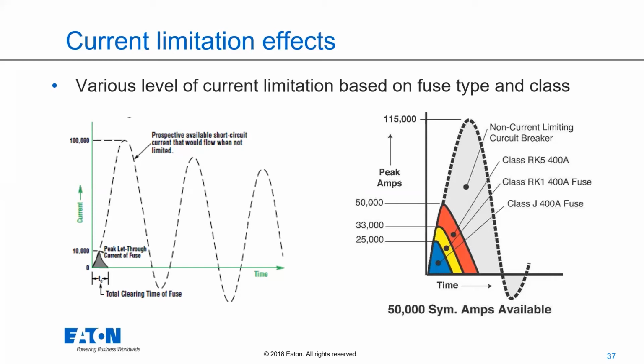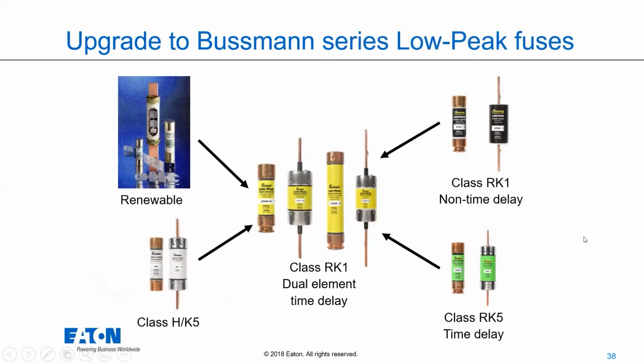Current limiting fuses, by definition, have to open in a quarter of a cycle or less. So they'll always be faster and always be more current limiting, just as a result of how they operate. So, like I said, sometimes the easiest way to achieve lower arc flash incident energy levels is to take whatever fuses that you have and upgrade them to a class RK1 dual element time delay fuse, a Bussmann low peak fuse. We call this a low peak fuse.